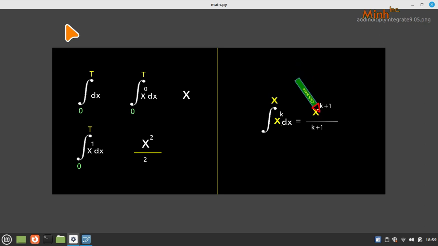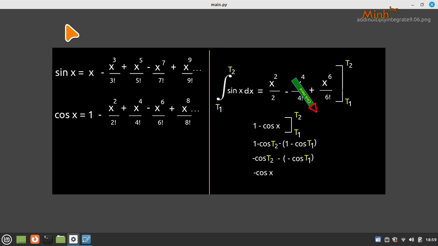So as I stated, integration starts with smaller things, and then slowly it leads to more complex items. Now we'll move to sin x and cos x. So the sin x series is x minus x cube by 3 factorial plus x to the power 5 by 5 factorial. This is the sin x series, and this is the cos x series.